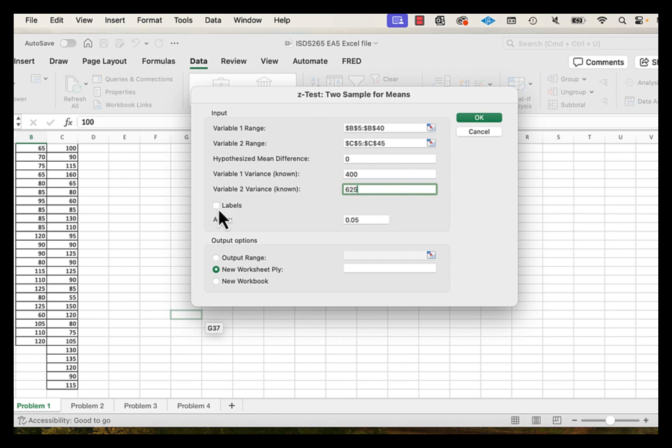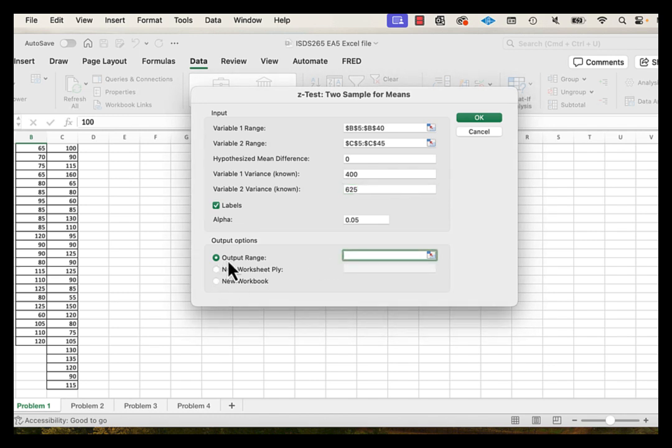Now, this little box here, labels: since the range we selected up here included the labels, you want to check the box for labels. If you did not select the labels, then uncheck that box. And we have the option of either putting the output on this sheet, where we can specify the range, a new worksheet ply, or a new workbook.